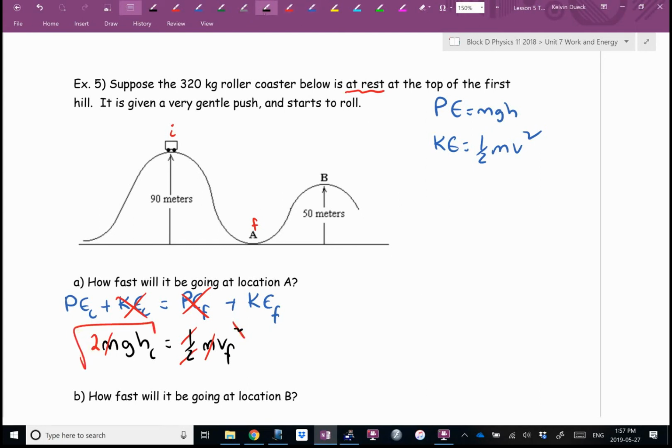Just for neatness, so here's what you're saying. VF is going to be the square root of 2GHI. I'm willing to bet that roller coaster designers have that equation memorized because they use it all the time. This is how fast you'll be going at the bottom of the first hill.